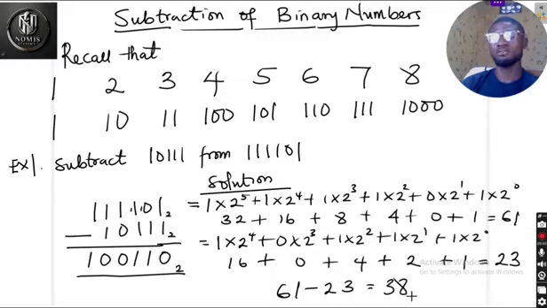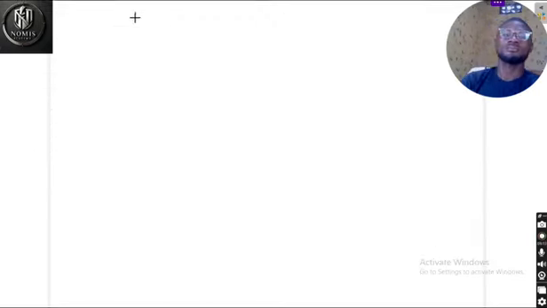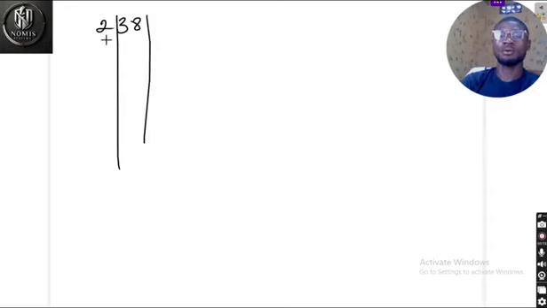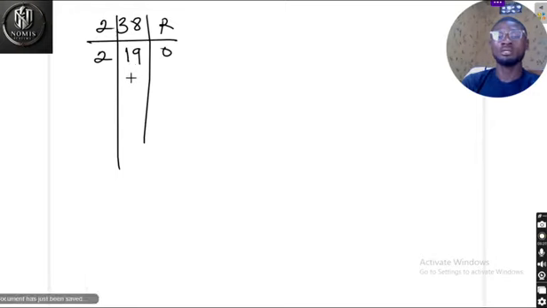38. So let's convert 38, which is in base 10, to a number in base 2. How do we do that? 38 divided by 2. We take our remainder as our binary number. So 38 divided by 2 is 19, remainder 0, right? 19 divided by 2 is 9, remainder 1. And then 9 divided by 2 is 4, remainder 1.